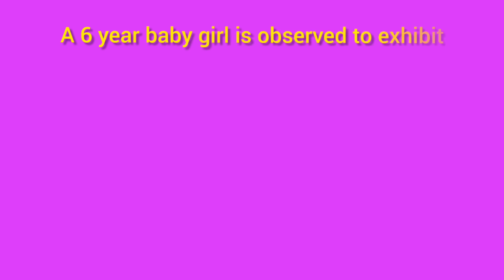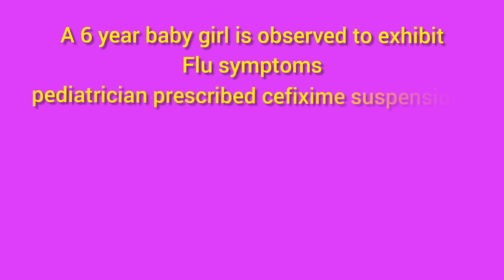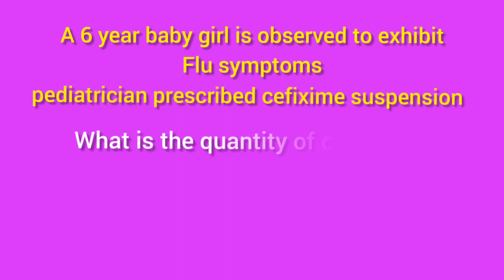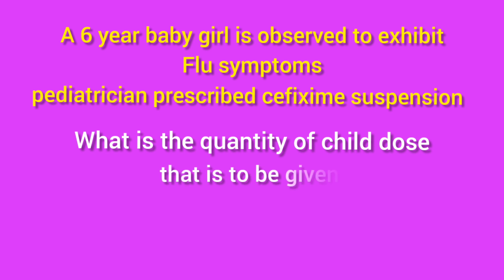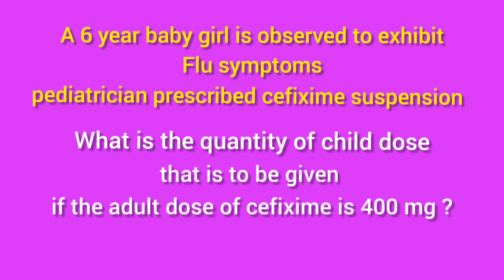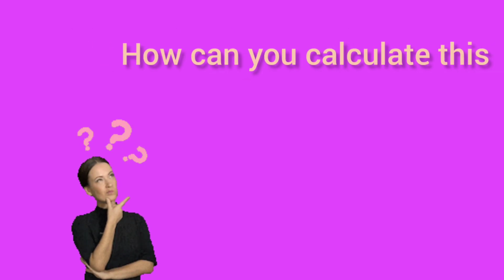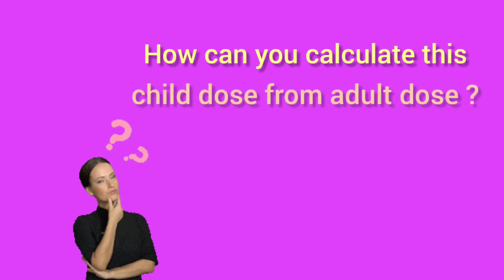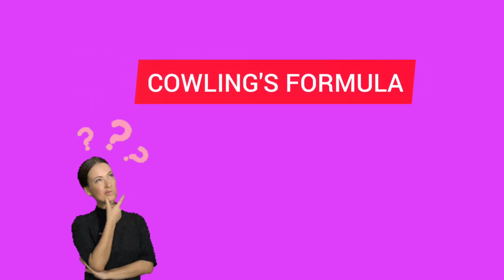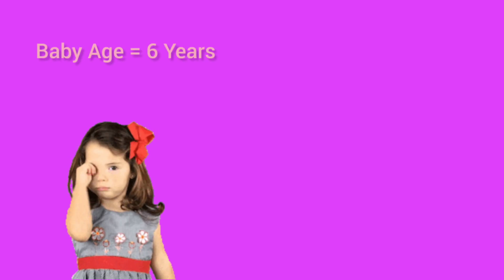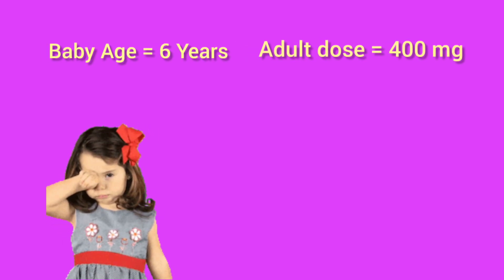Case study number 2. A 6-year-old baby girl is observed to exhibit flu symptoms. Pediatricians prescribed cefixime suspension. Now, what is the quantity of child dose that is to be given if the adult dose of cefixime is 400 mg? How can you calculate this child dose from adult dose? Yes, you can use Young's formula or Cowling's formula. Let's see. The given data is as follows. Baby age is 6 years, adult dose is 400 mg.